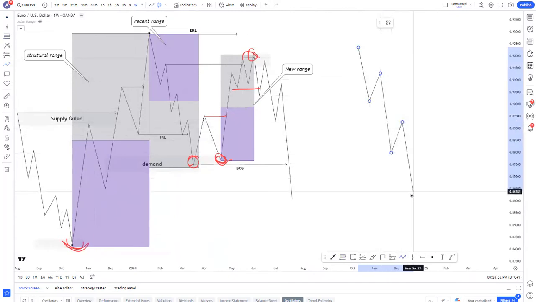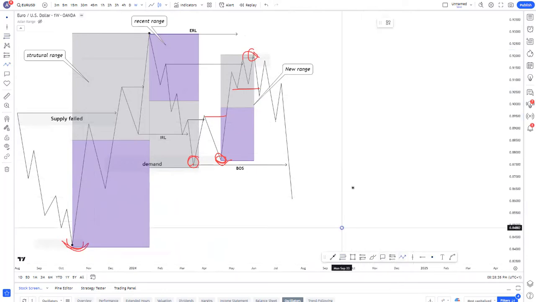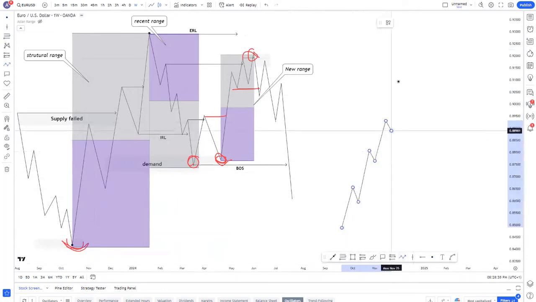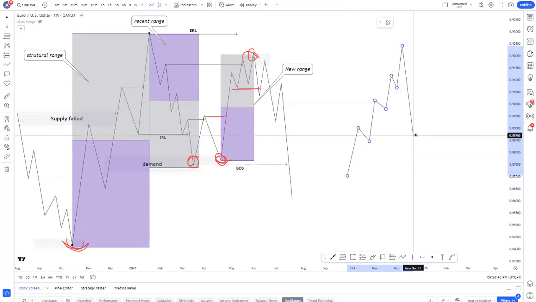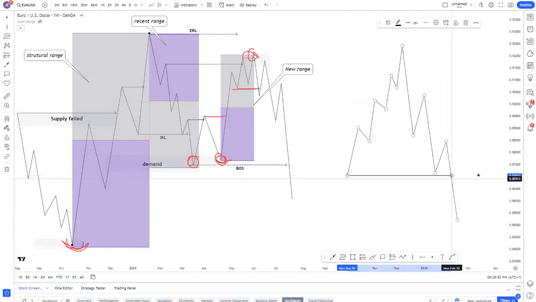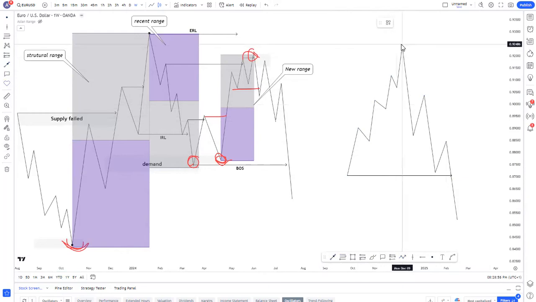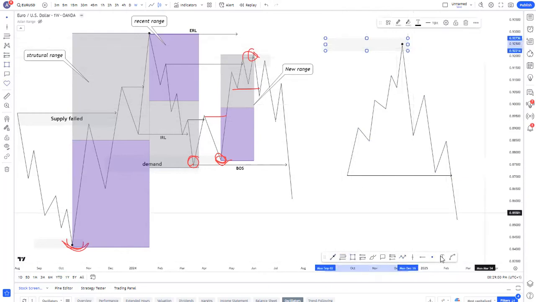Let's say price was buying before, and price now taps into a zone of supply. Price started selling to the downside. We had the sell, then we broke structure to the downside. So we had the break of structure. So what is this? Your swing high. That is the high that is coming from the supply. You have a swing high.